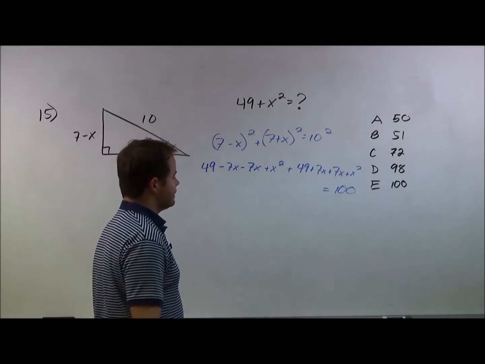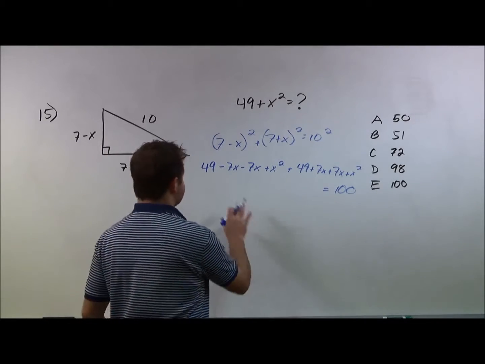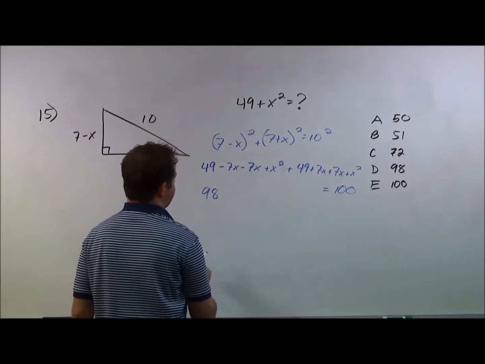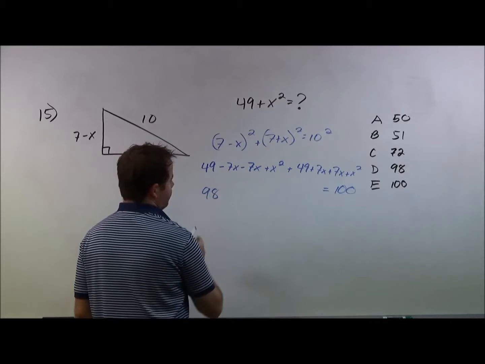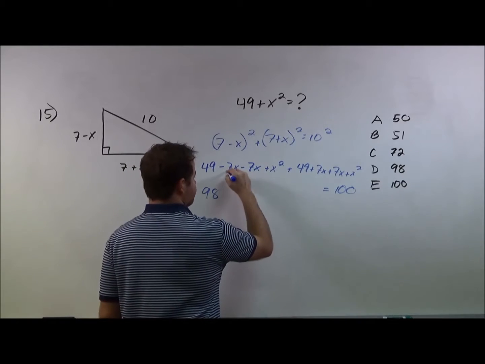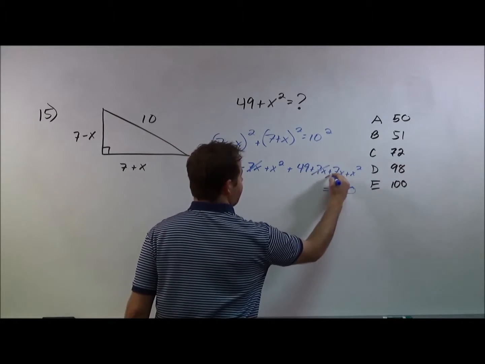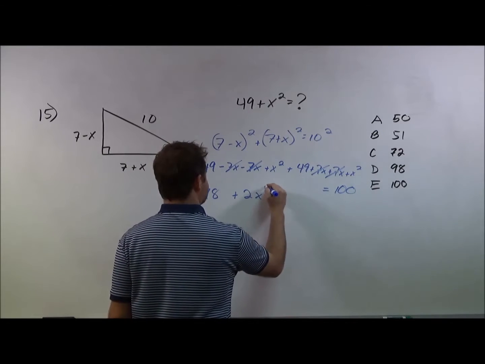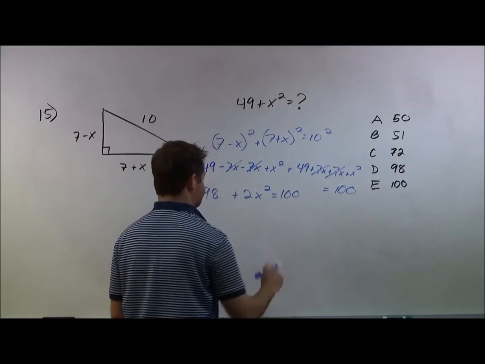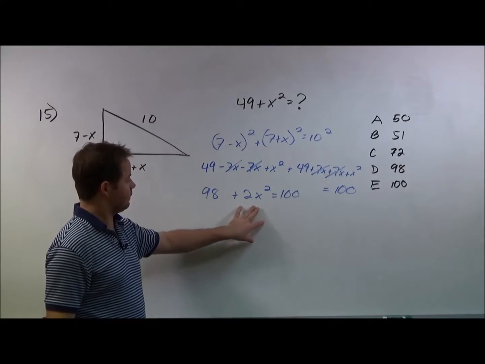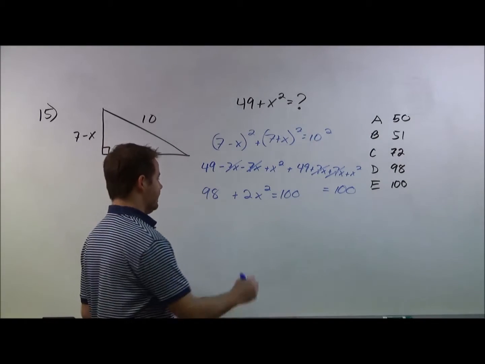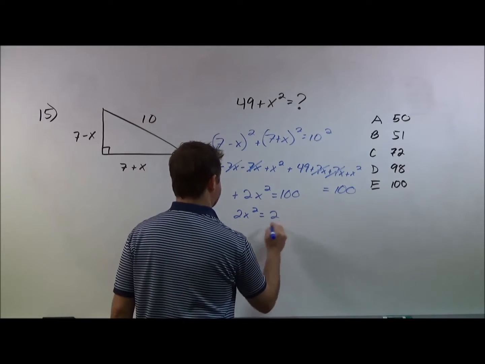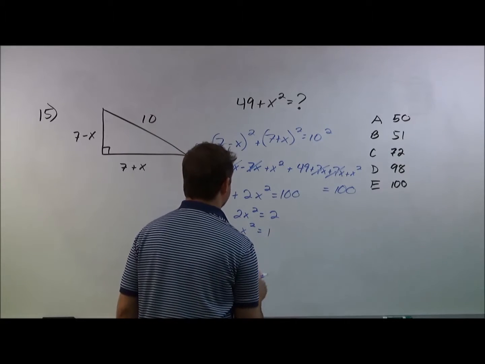And then if we simply combine like terms on this, 49 plus 49 is 98. Negative 7x and negative 7x, that's negative 14x, which cancels out with a positive 14x over there. And so then all we have is plus 2x squared equals 100. Now, when we go to simplify, we can subtract 98. 2x squared equals 2, x squared equals 1.